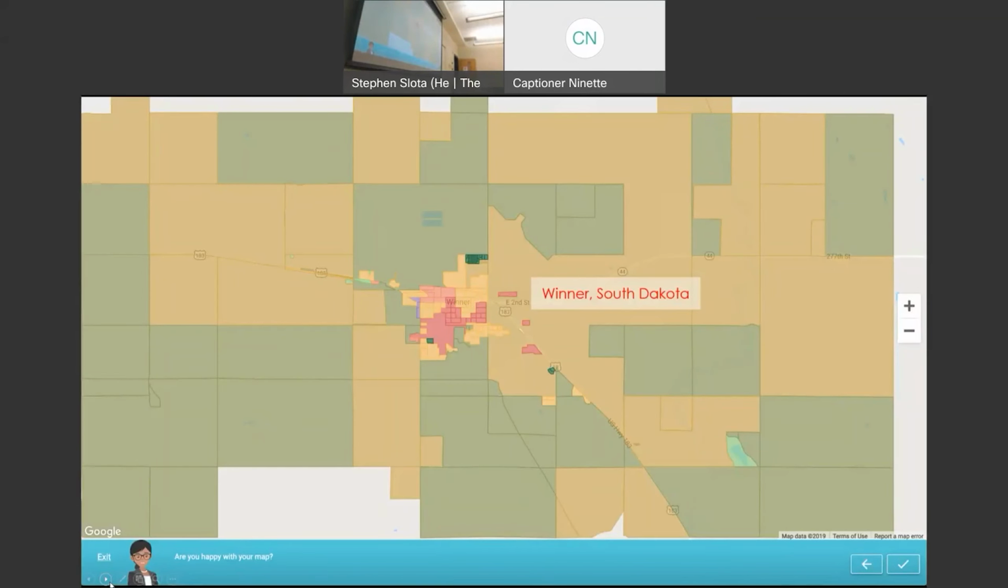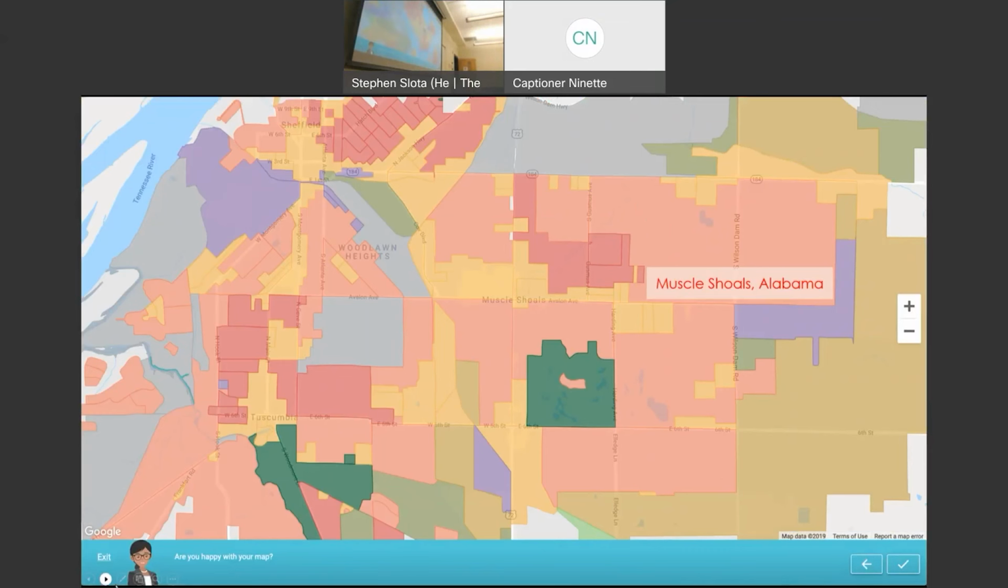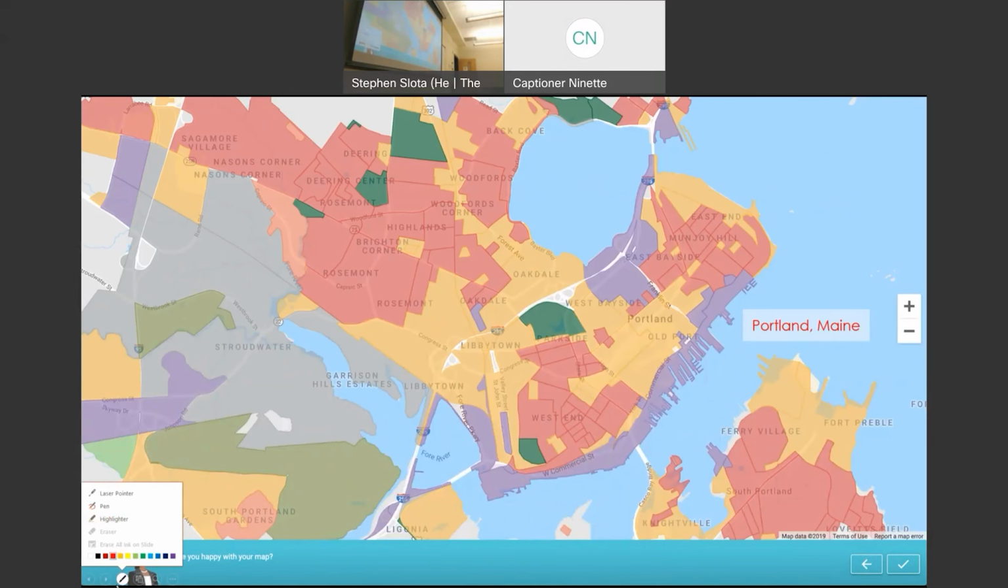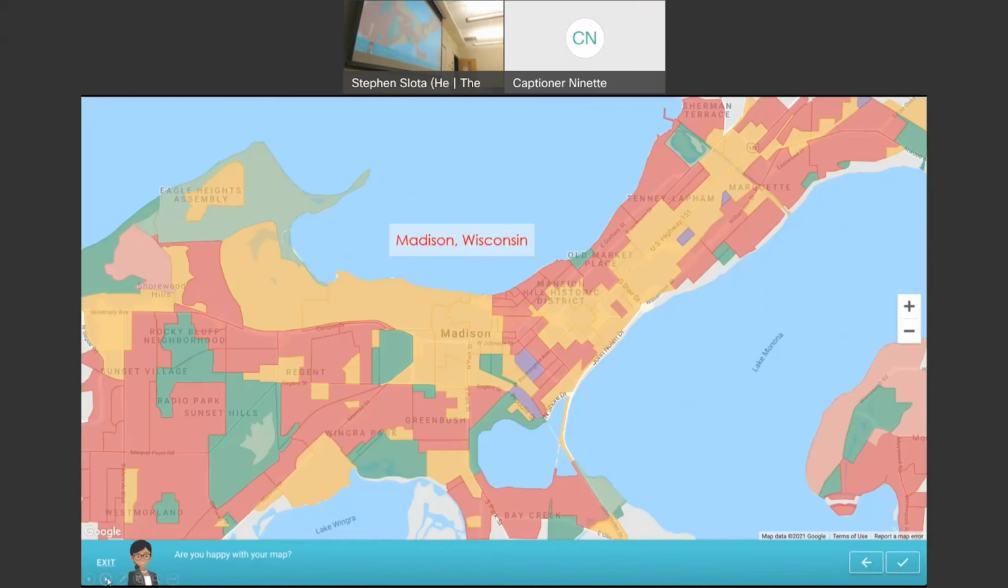So if you wanted to create a map in Winner, South Dakota, you should be able to do that. Charleston, Truth or Consequences, New Mexico, Muscle Shoals, Alabama, Portland, Maine, wherever you wanted to create, even Area 51. You had to be able to pick any location you wanted, and even Madison, Wisconsin, where I live.